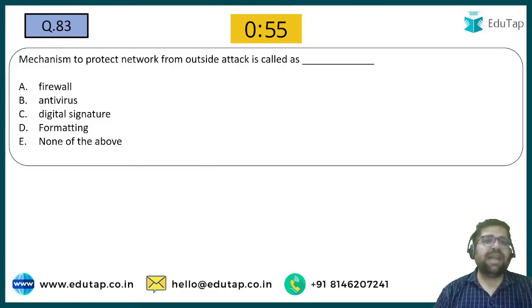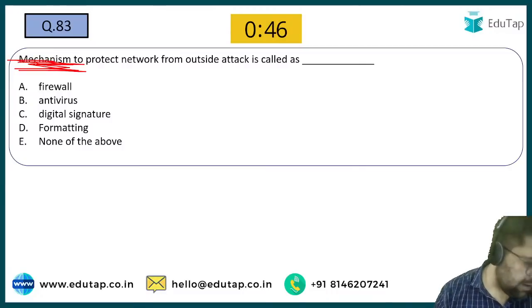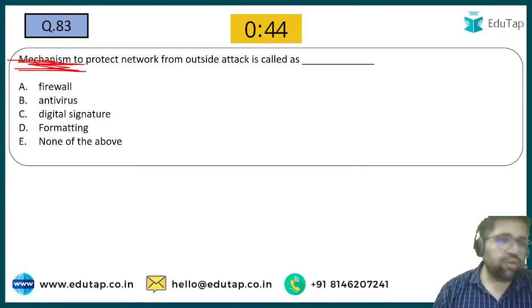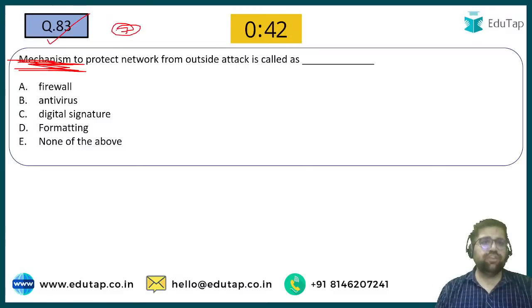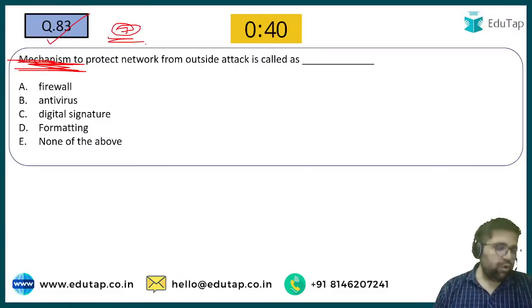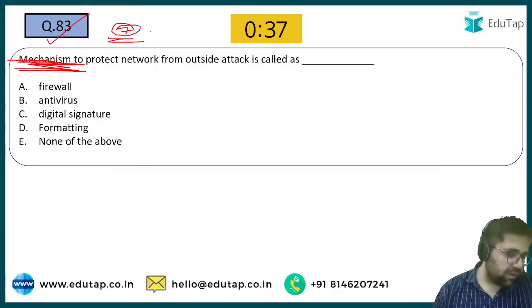Question number 83. The mechanism to protect a network from outside attack is called what? The question asks about a mechanism, not activities, so please answer it correctly. Easy question. Question number 83. Hardly 7 more questions to go, and I hope you enjoyed the class.